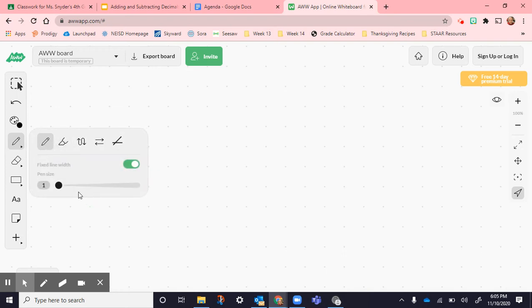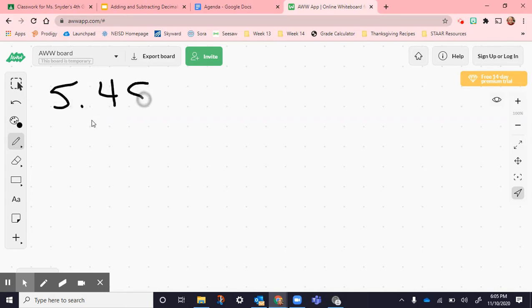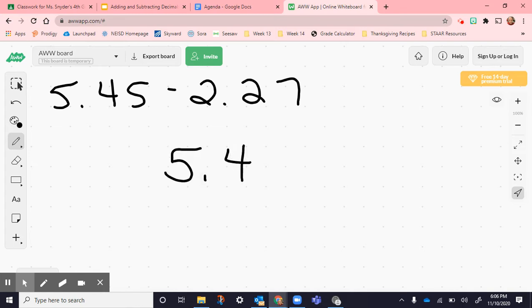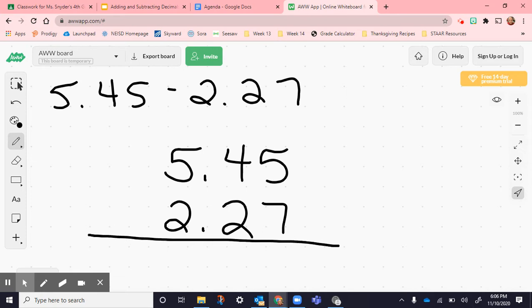With subtraction, again, just like we talked about with whole numbers, this looks very similar to what we do with whole numbers. We're just adding in that decimal point. So if we have 5 and 45 hundredths minus 2 and 27 hundredths, the first thing we're going to do, just like with whole numbers, is line them up. I'm writing them according to their place value. All of the tenths are together, all of the hundredths are together, all the ones are together. Notice the decimal points are stacked right on top of each other.